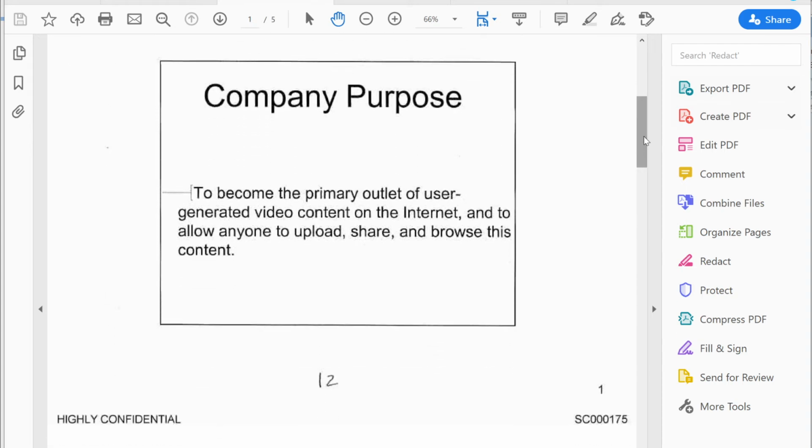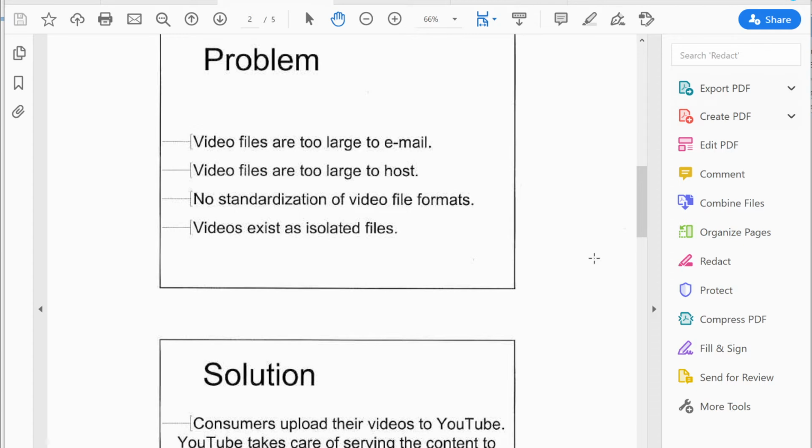First slide is company purpose. To become the primary outlet of user-generated video content on the internet and to allow anyone to upload, share, and browse this content. See, this is basically what we did as a core value and mission statement, right? So that's where it goes. They put it front and center.